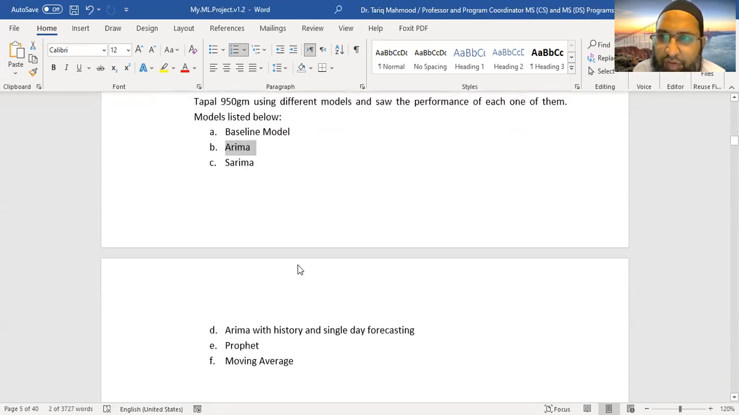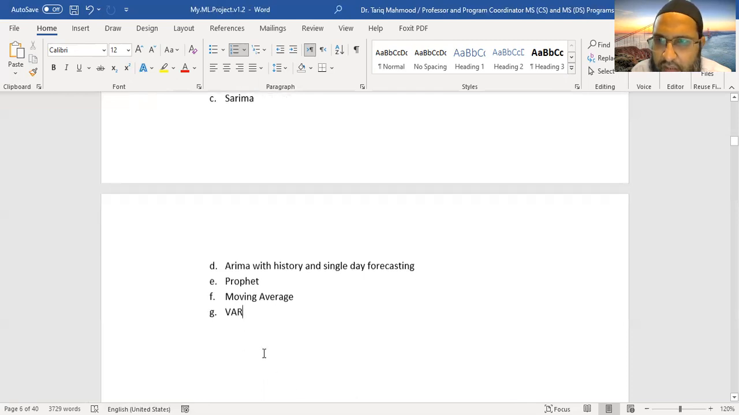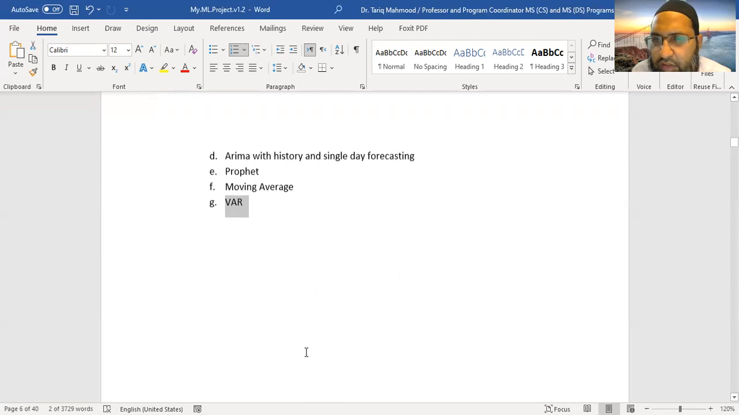In this case, what we could have done was also go for VAR, which is vector auto-regression, for forecasting multiple time series at the same time. But due to the lack of time, we were not able to do that. Obviously, the student had to struggle a lot in this project, and she got very good marks. But this is one thing which we could have tried as well.